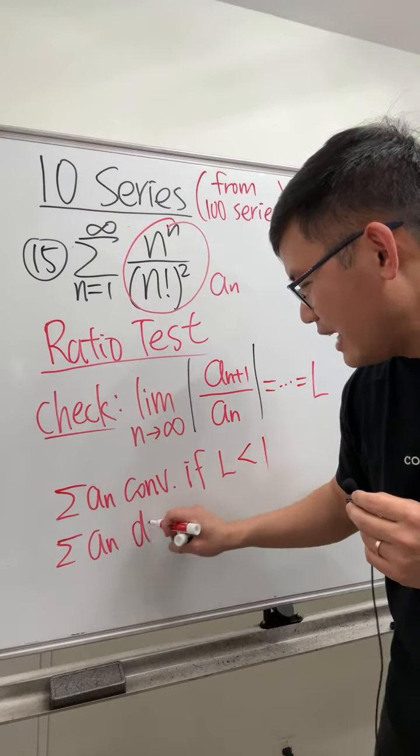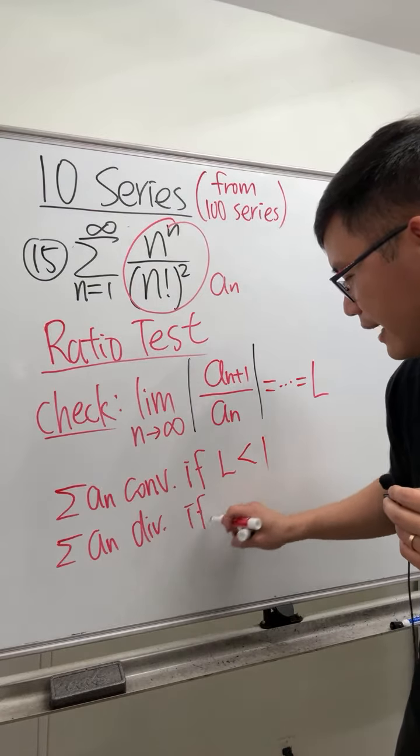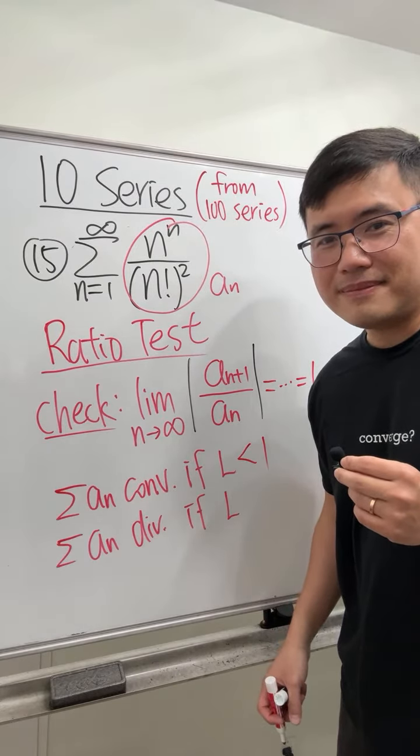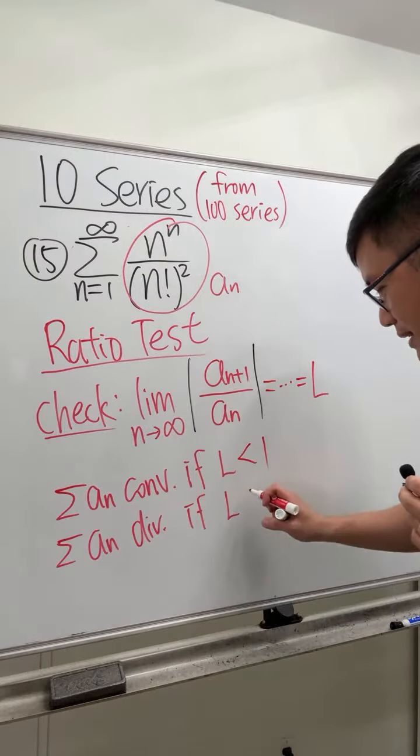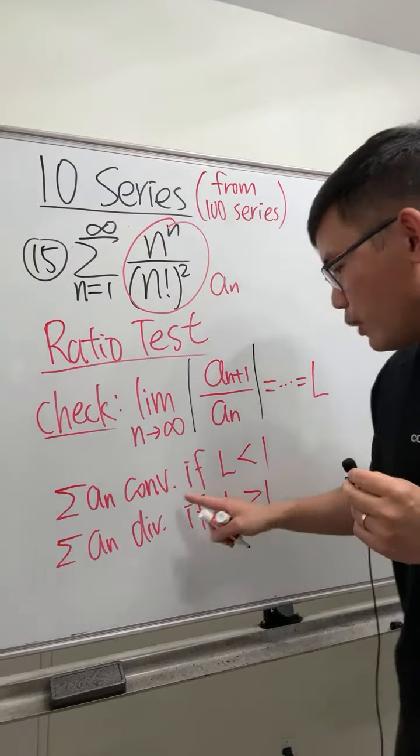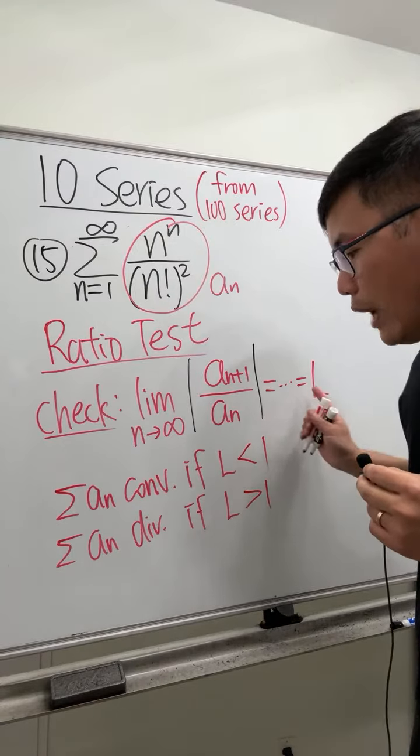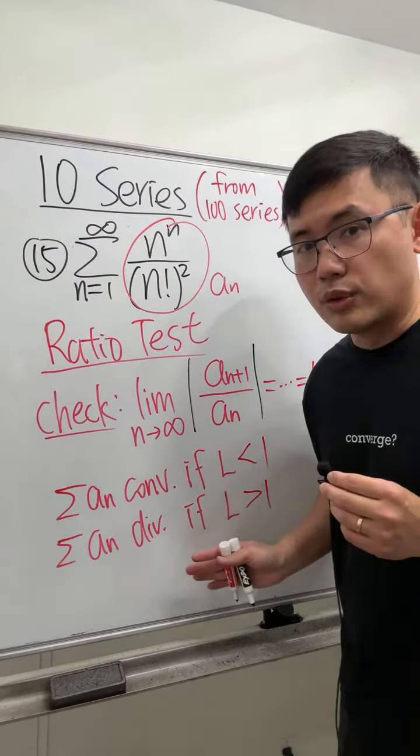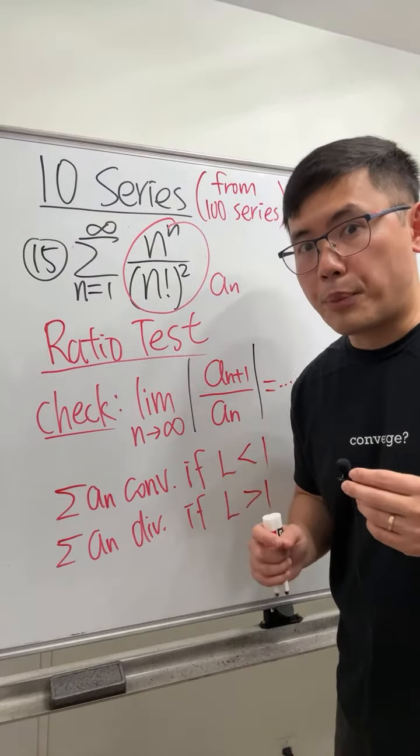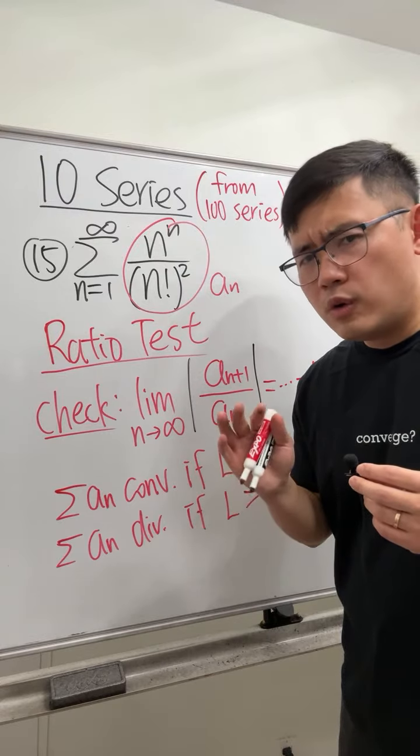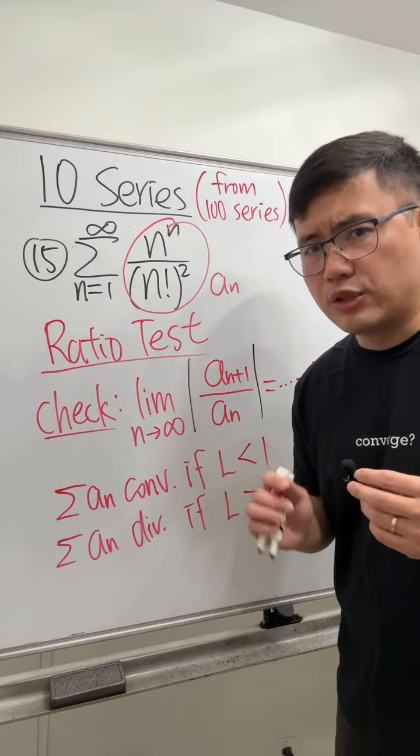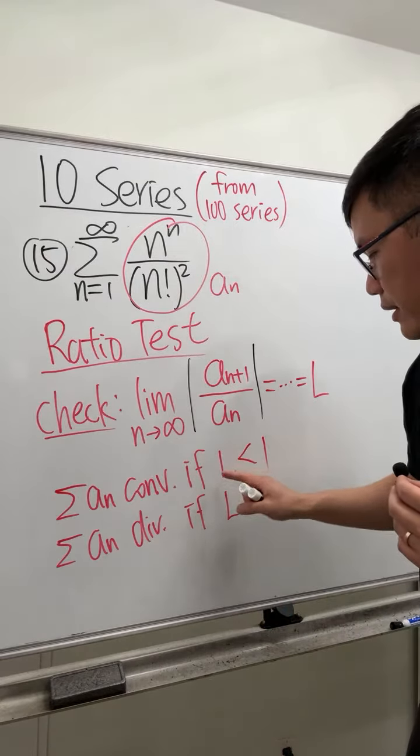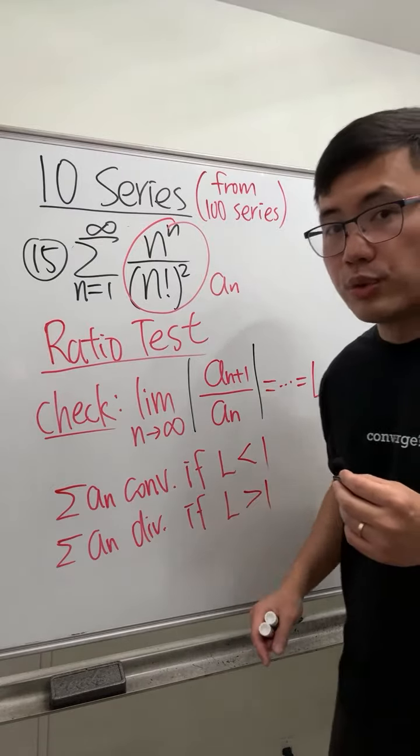L less than 1. How about the next one? The series diverges if L is what? For this one, L greater than 1. By the way, for the first case, if L is 0, that's okay. For the second case, if L is infinity, that's also okay. When you do the limit comparison test, once you get the L, if you end up with 0 and infinity, you have to be careful. You actually cannot draw conclusion. But for the ratio test, 0 here, infinity here, you can still draw conclusion.